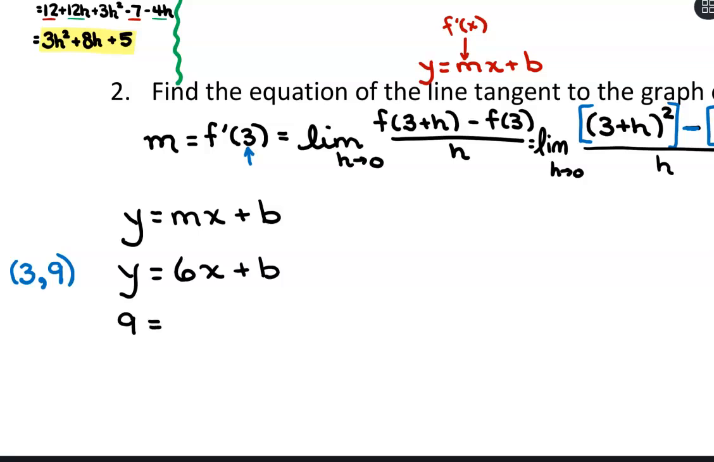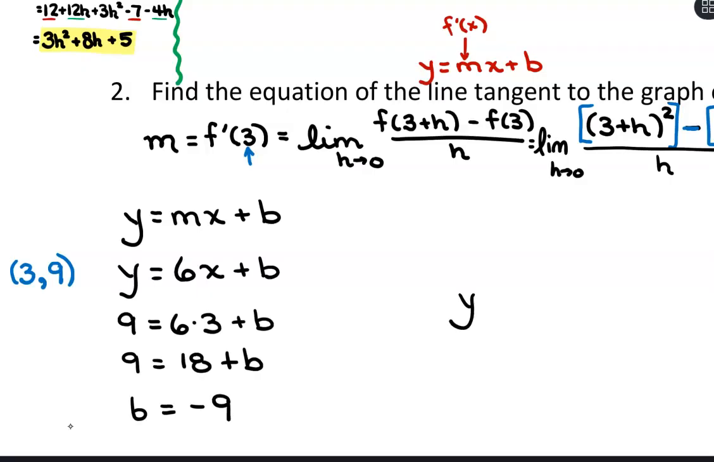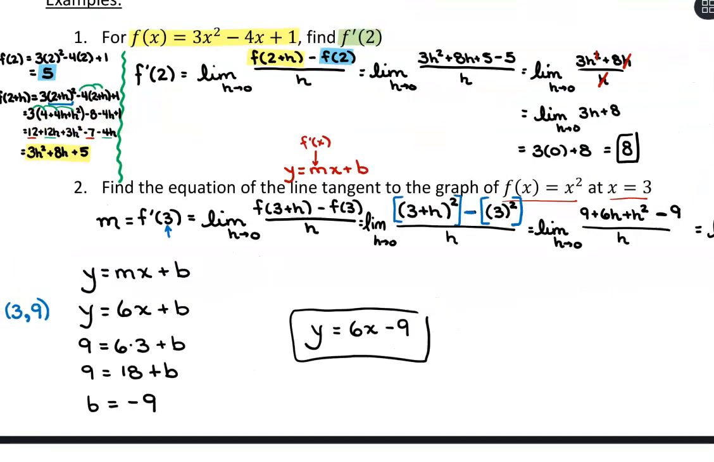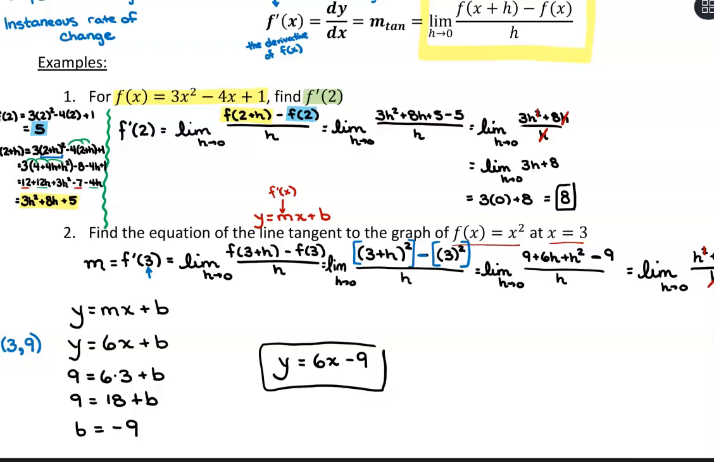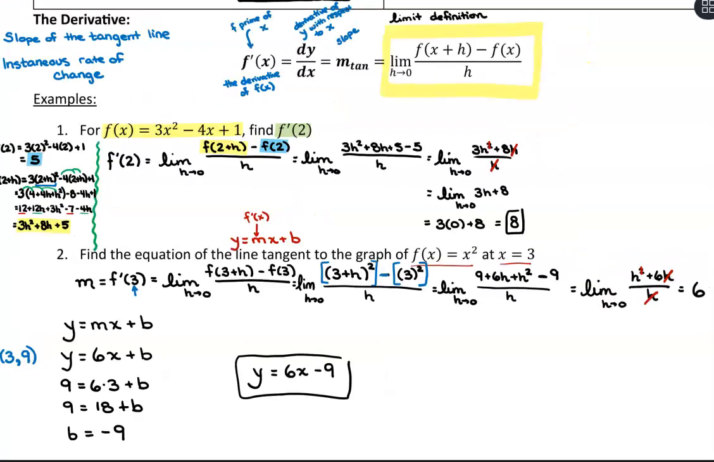So that's going to be 9 equals 6 times 3 plus b. So 9 equals 18 plus b. So b is going to be negative 9. So an equation of the tangent line is going to have a slope of 6 and a y-intercept of negative 9. So for the equation of the tangent line, we go through this process where we use the derivative to find the slope, and then we plug in that coordinate to find our y-intercept.